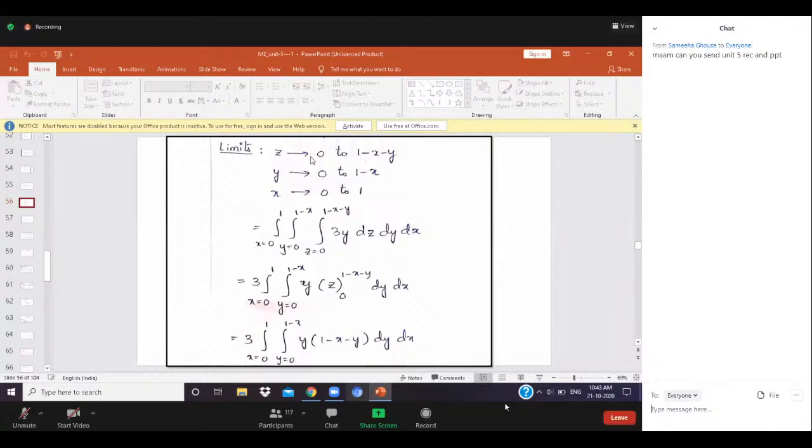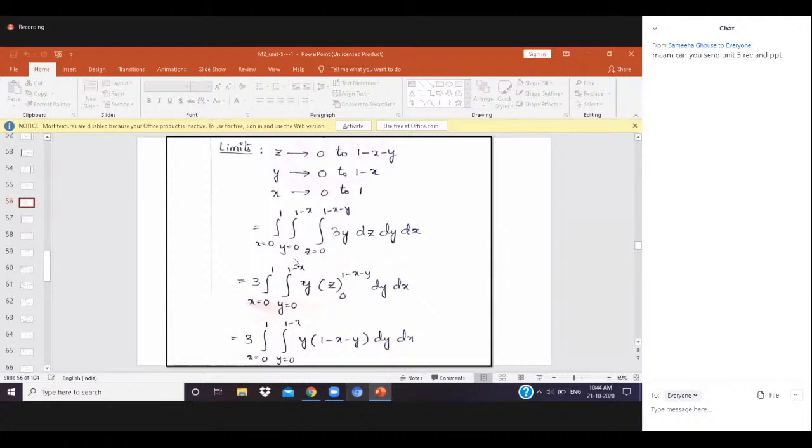Then substituting z equals 0, the equation becomes x plus y equals 1. Then the y limits are from that equation: 1 minus x is the upper limit, and the lower limit is 0. Then in x plus y equals 1, replacing y as 0, x becomes 1. So x varies from 0 to 1. These are the limits. In this way we need to calculate the limits in multiple integrals.